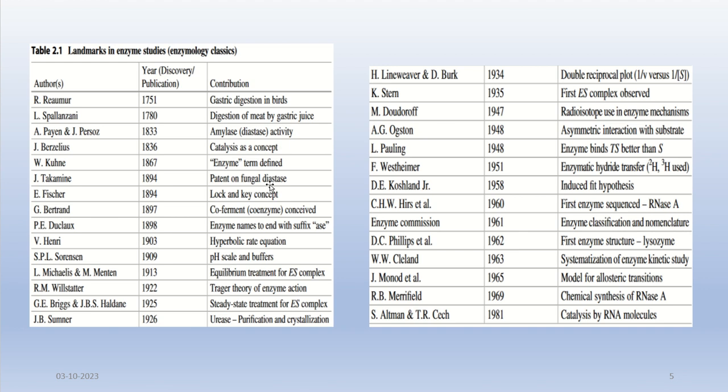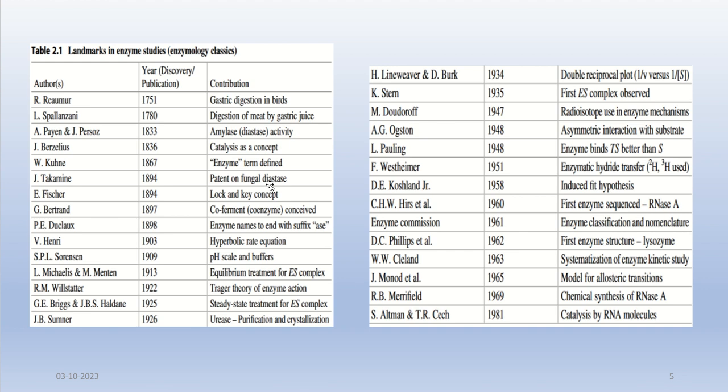Now, C. H. W. Hirs and his co-workers studied in 1960 the first enzyme sequence, RNase A. In 1961, the Enzyme Commission was formed, and enzyme classification and nomenclature was given by this commission: EC 1, EC 2, and 1.12. After Phillips and his co-workers, the first enzyme structure, that enzyme was lysozyme.